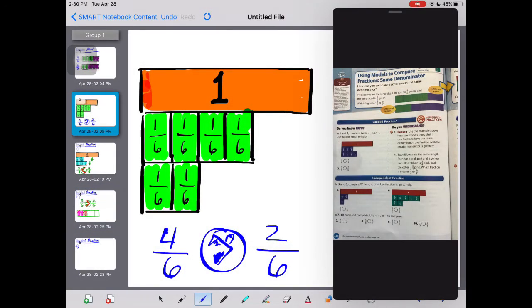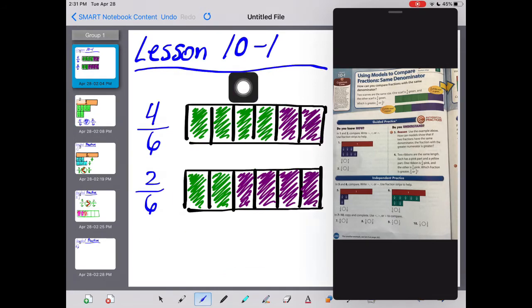All right, for number 3, which is right here on page 244, you're asked to reason to yourself using the example above, and I've got a picture of it right here for you. It says, how can models show that if two fractions have the same denominator, the fraction with the greater numerator is greater? Okay, so here's a model, and it is showing that the two fractions have the same denominator.